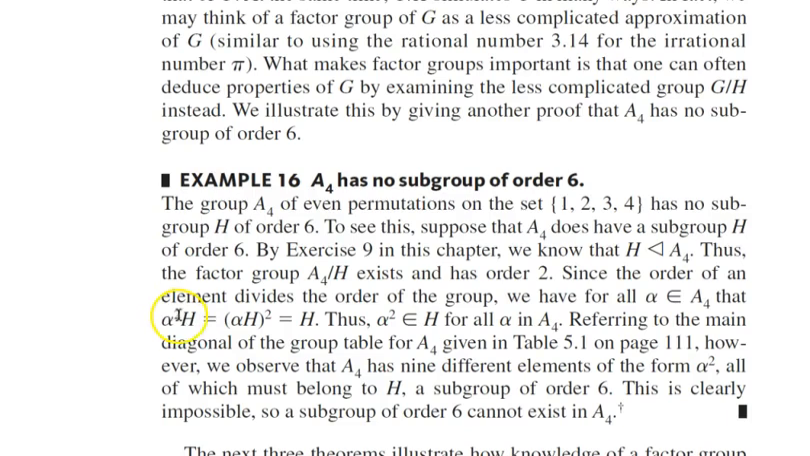That is, we must have this equality for any alpha in A4. Alpha H squared must be H, which means that alpha squared is in the subgroup for any alpha in A4. If we consider the multiplication table of A4, which is presented in table 5.1, then we see that there are 9 different elements of the form alpha squared, and each of them must belong to H, which has order 6, which is obviously impossible.